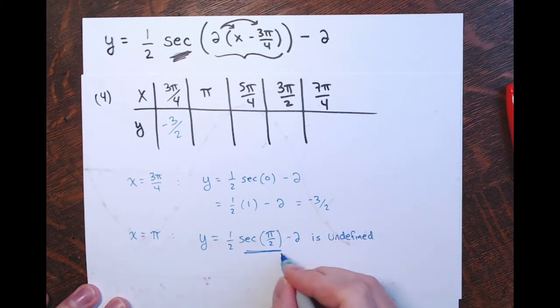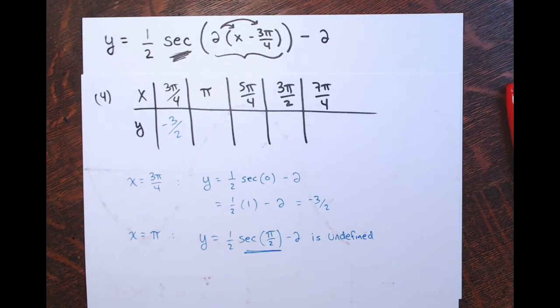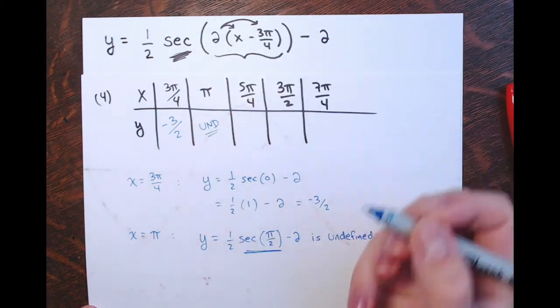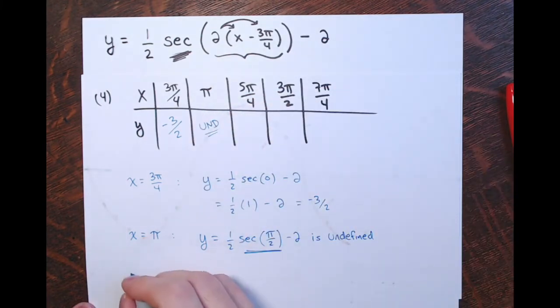Remember the secant of those odd multiples of pi over 2? I said that earlier, it was undefined. So I'm going to have an asymptote here at x equals pi over 2. Put UND. When x equals 5 pi over 4.